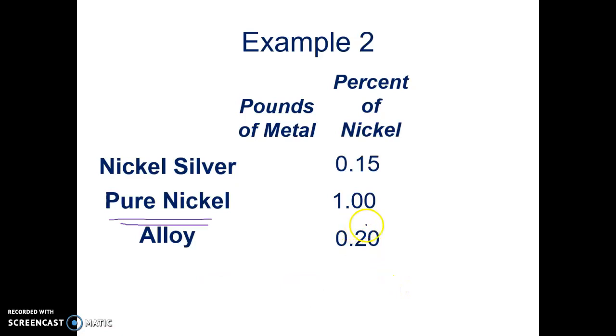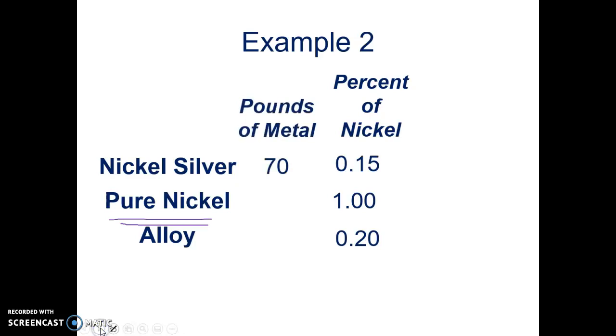Now, looking at that logically, what that tells me is that 20% is much closer to 15 than it is to 100. So our mixture is going to be mostly nickel silver with a little bit of pure nickel mixed in. I don't know the exact number unless I set up an equation and solve it, but logically, I should know that I'm going to have more nickel silver than pure nickel. If I do the math and that doesn't come out that way, then I know that I can go back and check it to make sure that I have not messed something up somewhere.